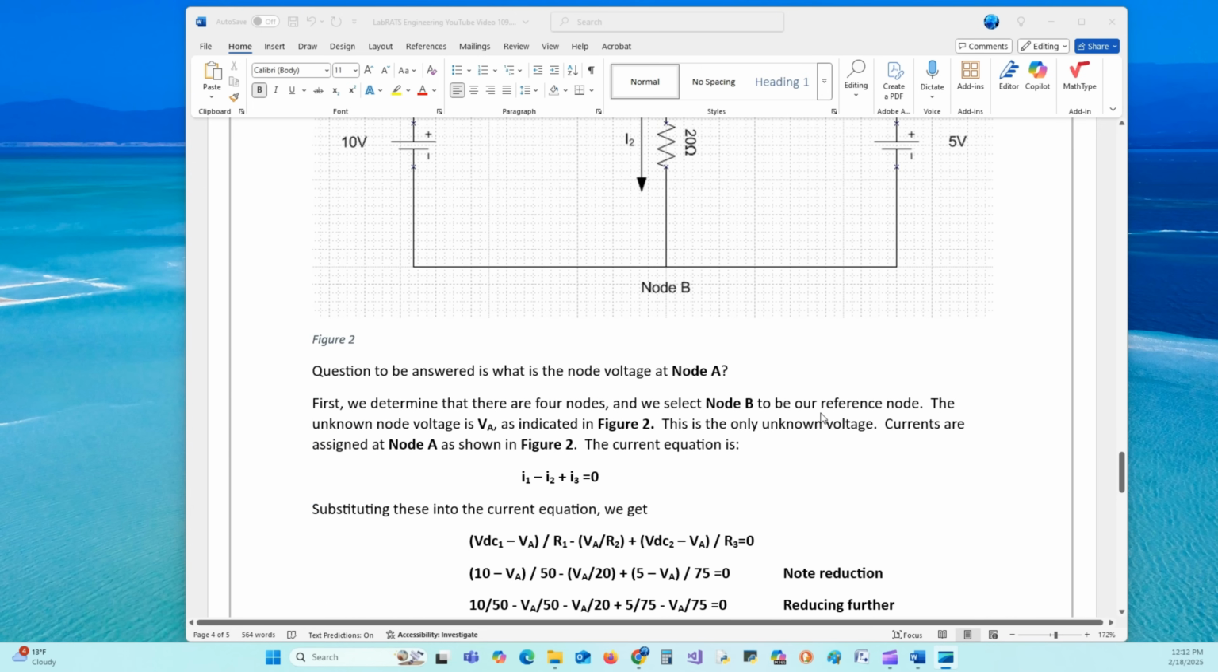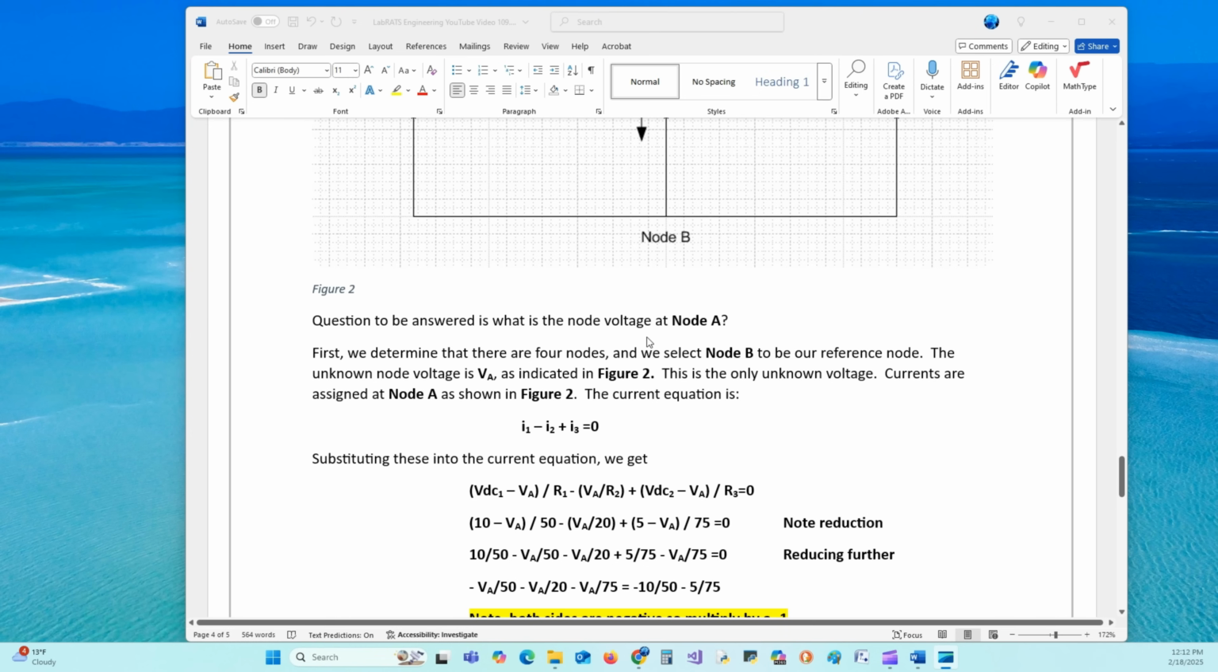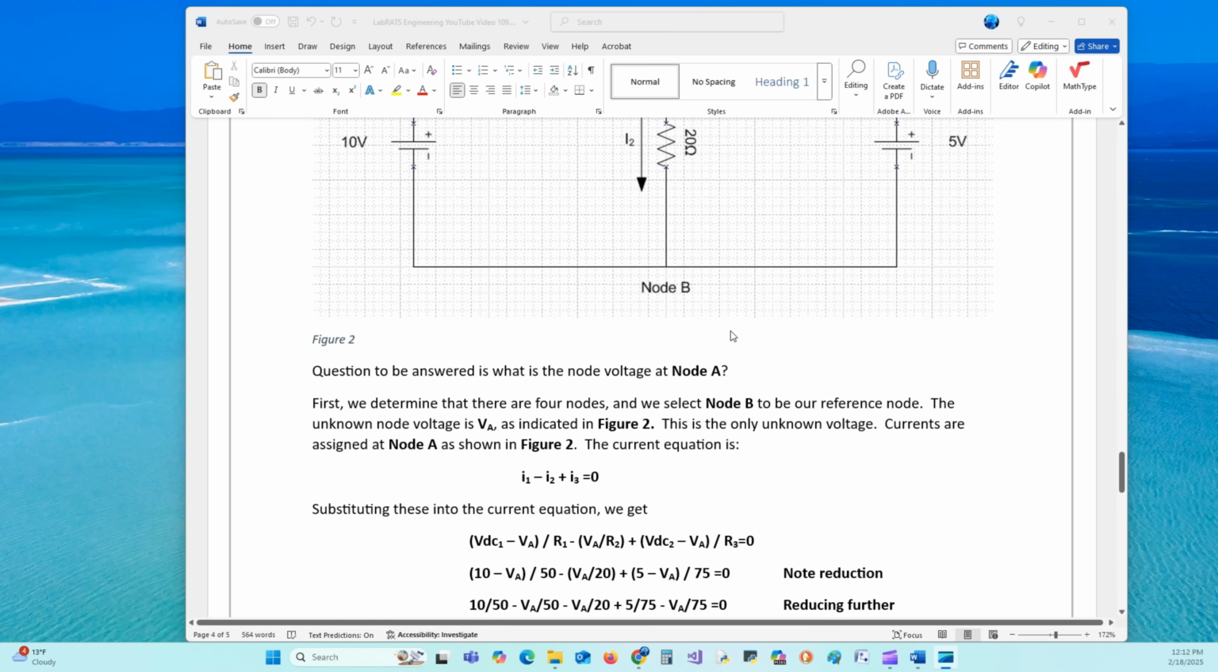Question to be answered: what is the node voltage at node A? First, we determine that there are 4 nodes. Again, we have done that. And we select node B to be our reference node. The unknown node voltage is VA, as indicated in figure 2, right there. We don't know what that is. This is the only unknown voltage.